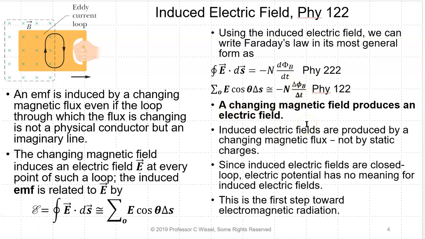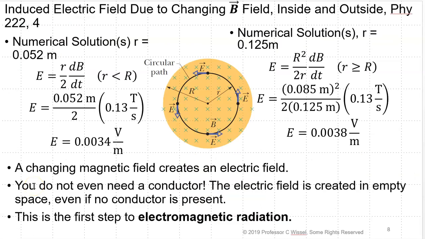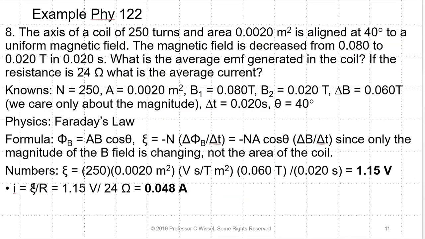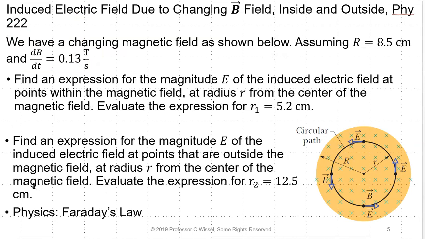A changing magnetic field produces an electric field. Induced electric fields are produced by a changing magnetic flux, not by static charges. Since induced electric fields are closed loop, electric potential has no meaning for induced electric fields. But this is the first step toward electromagnetic radiation. Now, if you are a Physics 122 student, you should go ahead to slide number 11. If you are a Physics 222 student, you should be on slide number 5.